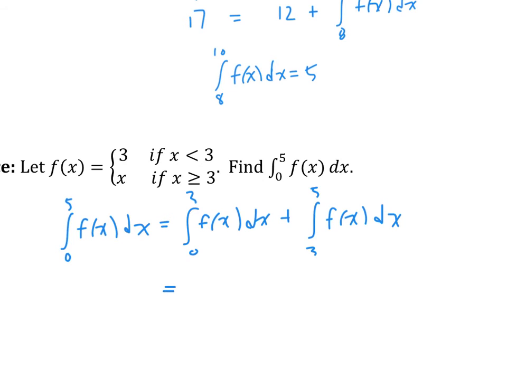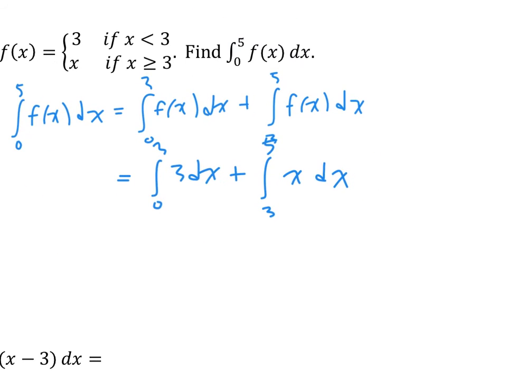Okay, so we know that from 0 to 3, that is 3. From 3 to 5 is x. You need to draw a picture right now because you haven't learned how to find the answer. So you need to draw the picture. The curve is 3, the curve is x. So you have to find the area under the curve.